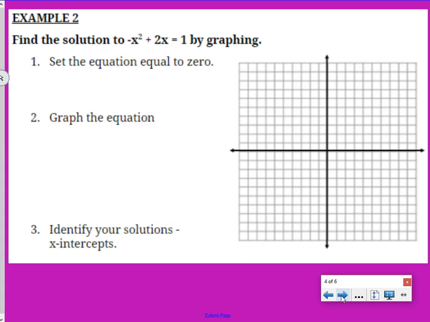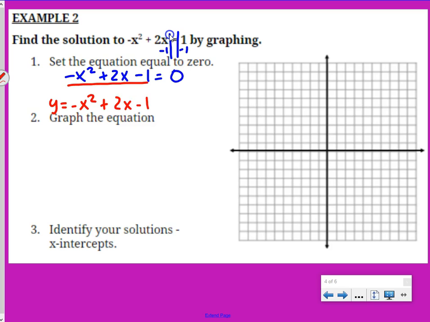Next example, we're doing the same thing. We want to find the solution by graphing. So first off, we want our equation set equal to 0, minus 1 on both sides. We get negative x squared plus 2x minus 1 equals 0. We want to graph the equation. So the equation is really y equals negative x squared plus 2x minus 1. Identify our a, b, and c. A is negative 1, b is 2, c is negative 1. Remember, we get that from our standard form of y equals ax squared plus bx plus c.